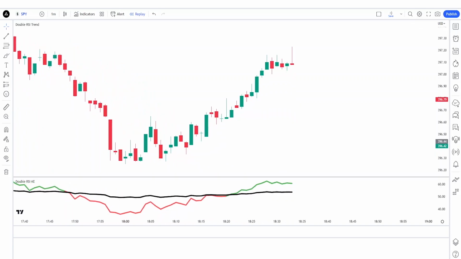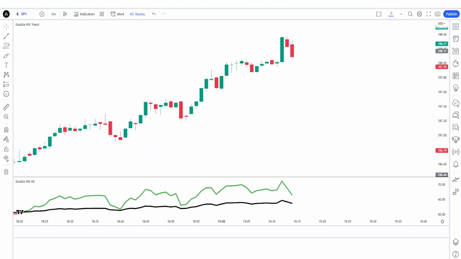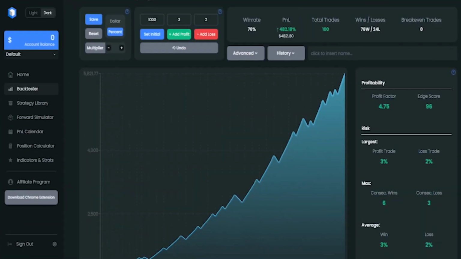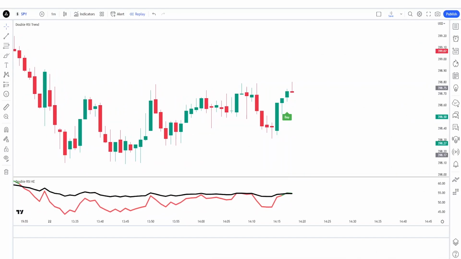In today's video, I will show you an extremely powerful TradingView magic indicator that is one of the best TradingView indicators you can find. I used this indicator with one other TradingView indicator, and after 100 trades, I found out that this trading strategy has a 76% win rate. If you want to grow your account by 482%, like I did, then make sure to watch this video to the very end so you don't make any unnecessary mistakes.